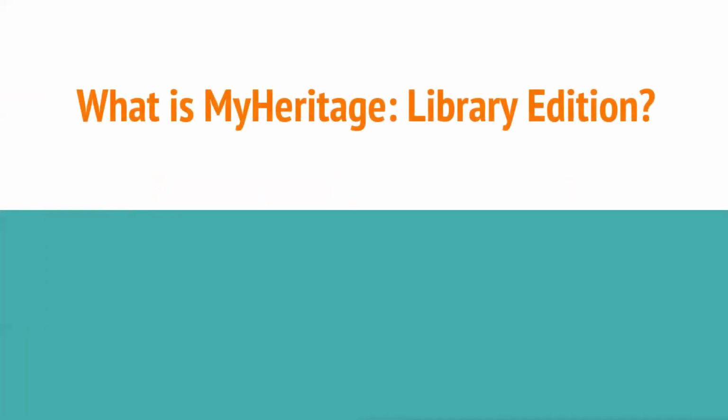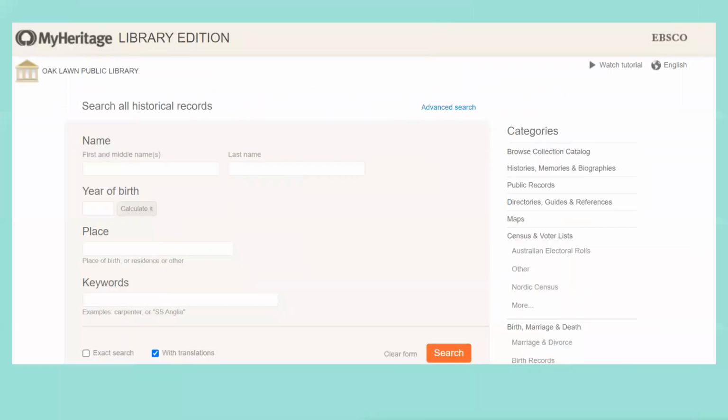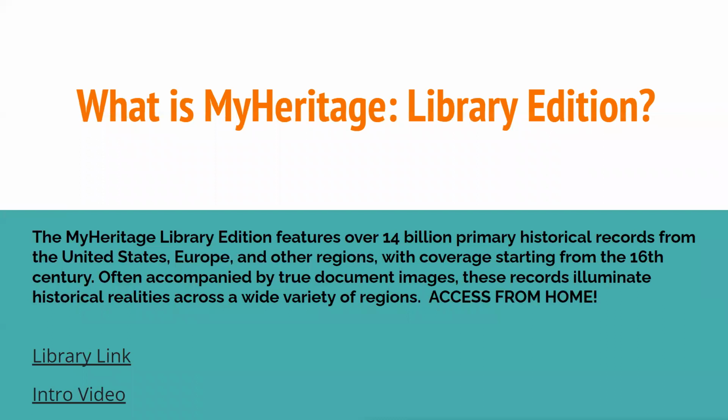So, what is MyHeritage Library Edition? The Library Edition features over 14 billion primary historical records from the United States, Europe, and other regions, with coverage starting from the 16th century. Often accompanied by true document images, these records illuminate historical realities across a wide variety of regions. And the main reason to use MyHeritage Library Edition: you can access it from home, and that is key.